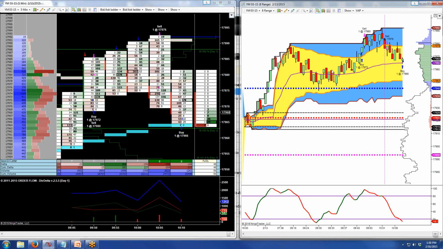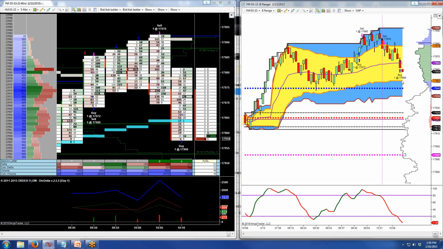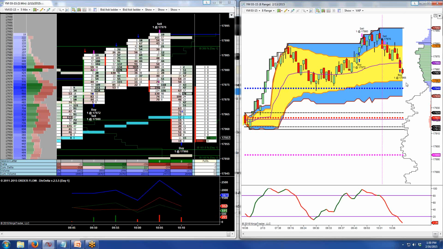But you can see, looking to the left here, we do have a little bit of congestion. And so now it's found its way to the point of control. And now if it can get through the point of control, we're expecting it to find its way to the other side of the profile here. And so that's how we trade, using the order flow and the market delta.